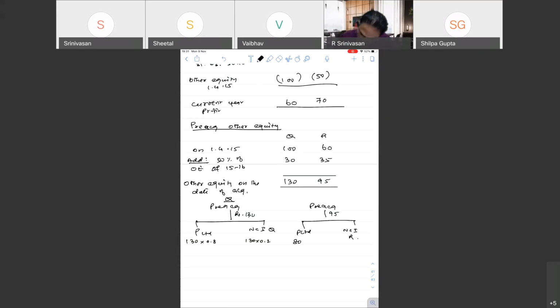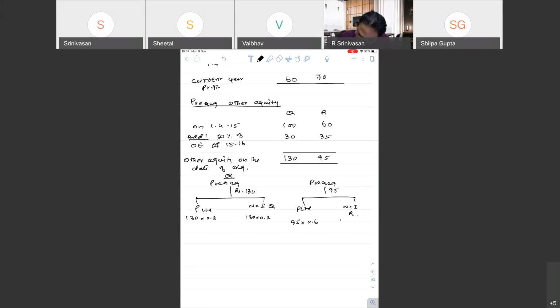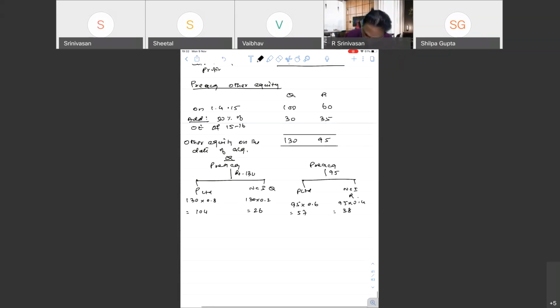So here 95 into, how much is the share here? We have share 60%, into 0.6, and 95 into 0.4. How much will it come to? So 130 into 0.8 has become 104, and 130 into 0.2 is 26. 95 into 0.6 is 57. 95 into 0.4 is 38. Okay, so pre-acquisition we have got.